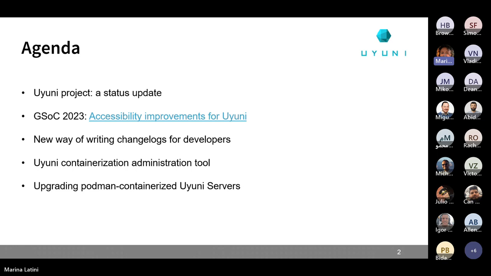If you missed it in the previous community hour in May, we anticipated that we are currently participating with two student interns at the Google Summer of Code, and today we are going to present the first project that is about accessibility improvements for Uyuni.